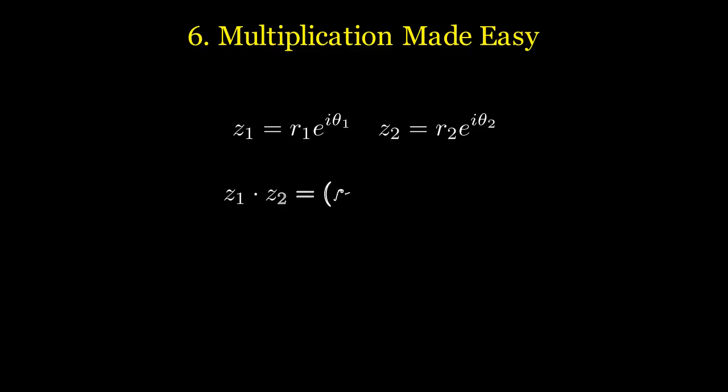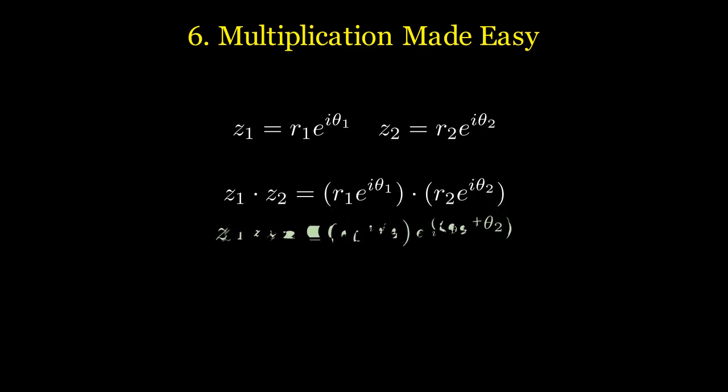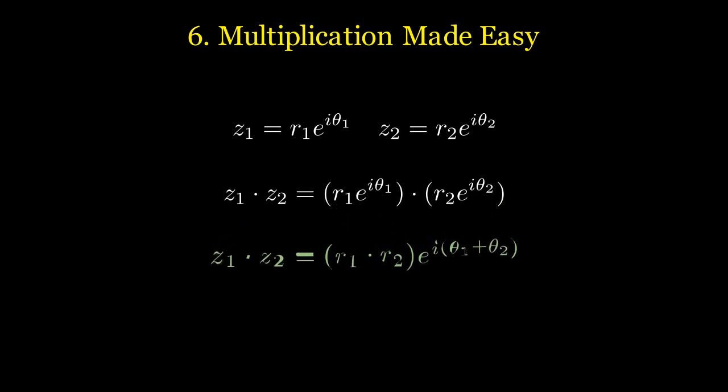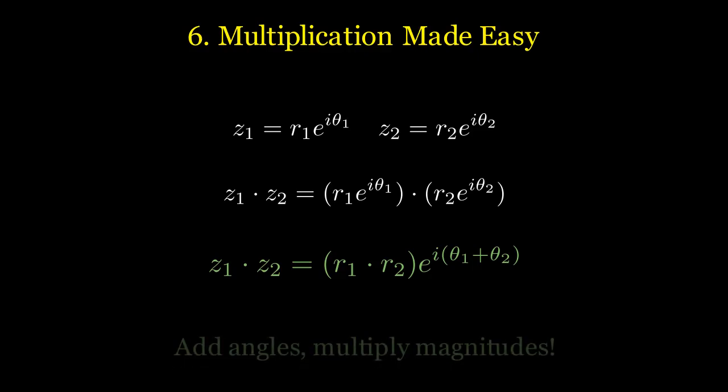Look at how ridiculously simple that is compared to the FOIL method. We don't have to cross-multiply 4 terms, we don't have to keep track of i squared turning into -1. We simply multiply the magnitudes together and we add the angles together. That's it. What took multiple steps of messy algebra in rectangular form takes one incredibly elegant step in polar form. We have made multiplication 10 times easier just by changing our perspective.